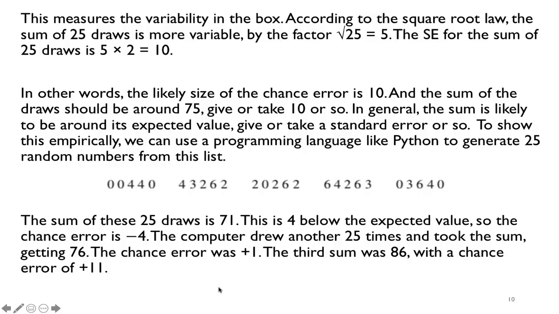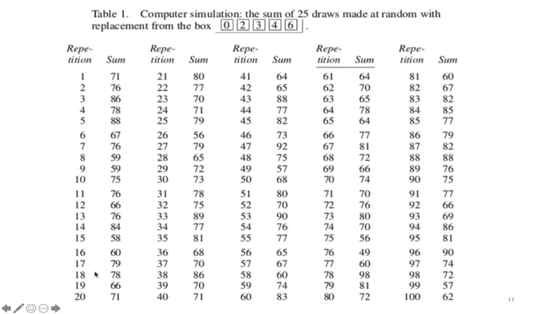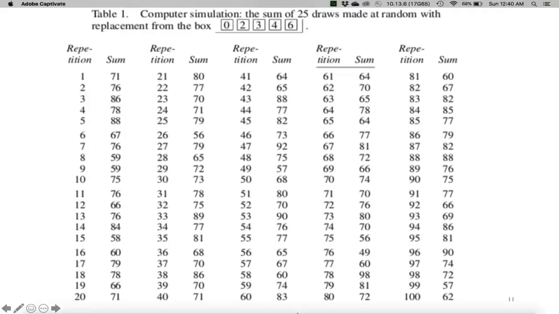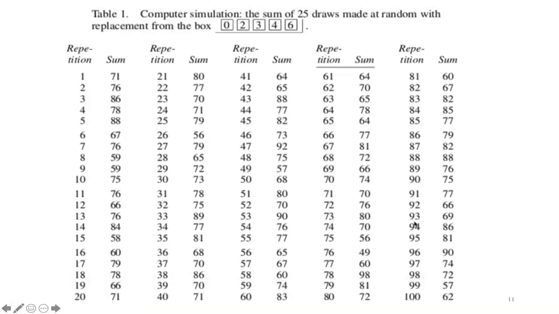If we do this again, we might get something like 76, for example. The error is about +1. Do this again, we might get 86, where the error is +11. If I keep repeating this over and over again, and do this 100 times, notice that here's a list of all the sums that we get. And when we look carefully at these numbers, we notice that they don't change very much. They have a very small range, even though in theory they could have a much bigger range.